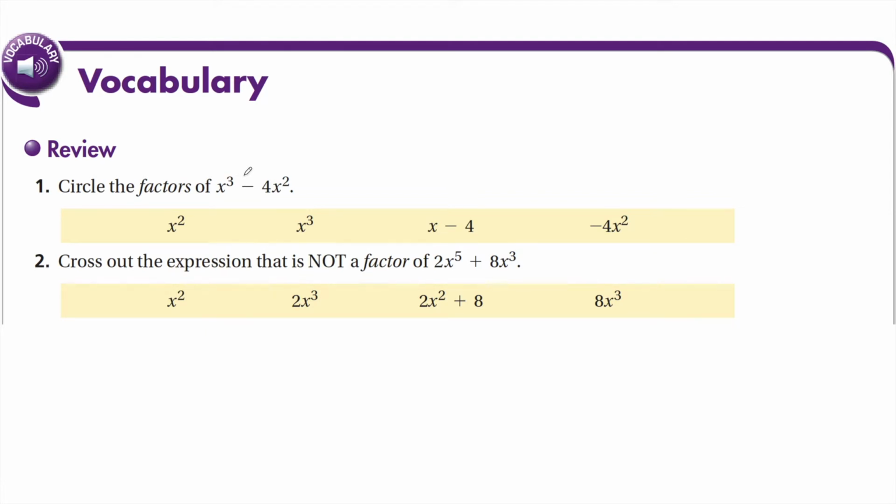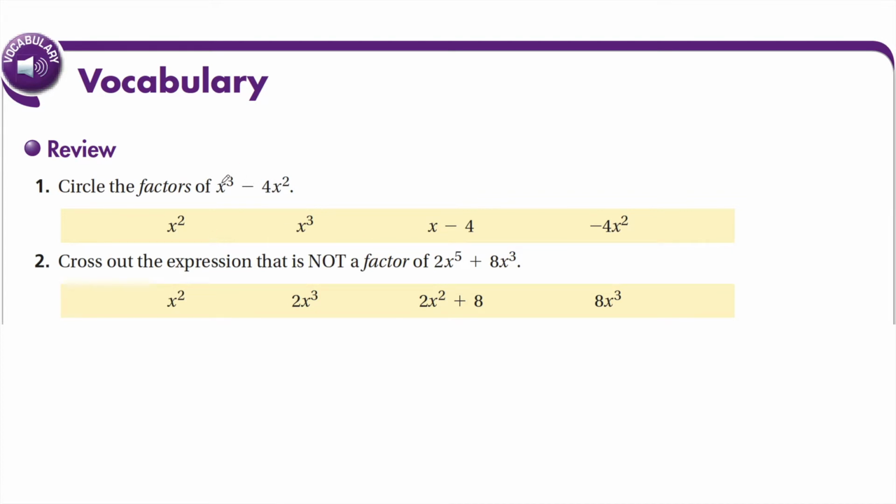So let's start off with a little vocabulary. Circle the factors of x cubed minus 4x squared. In order for something to be a factor, it's basically going to have to be something that we can take out of that polynomial that's given. So in other words, it needs to have what we need to take out.